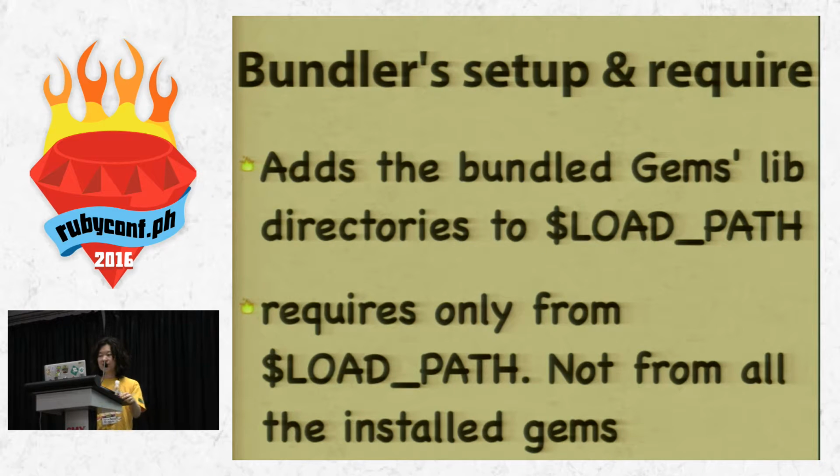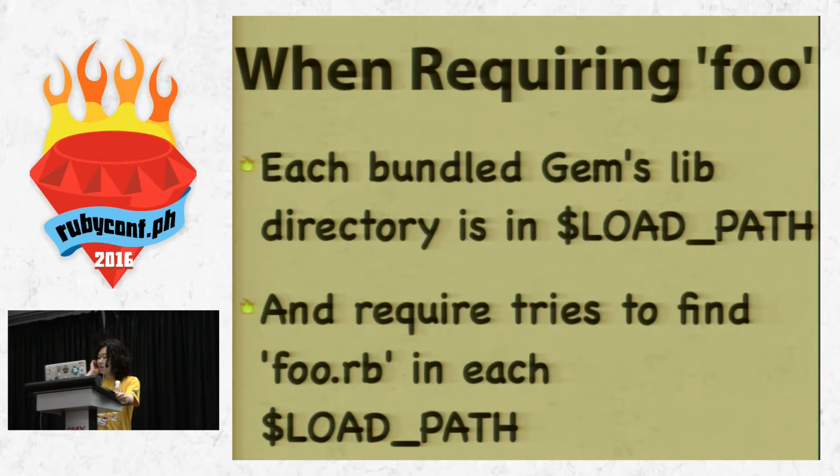This is what bundler does. Bundler restricts the list of load path and it requires only from inside the load path. Unlike Ruby gems' require, bundler's require doesn't search all system-installed gems, right? So when requiring foo, each bundled gem's lib directory is inside the load path. So require tries to find foo.rb in each gem's lib directory, right? This is what require does.